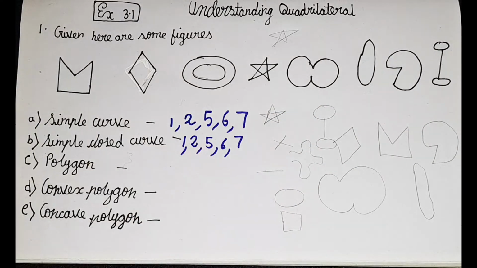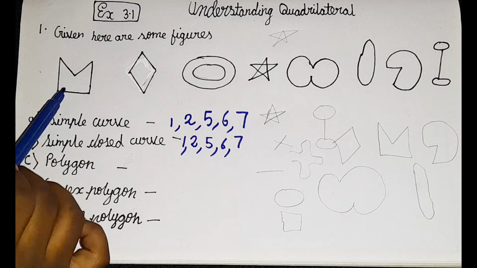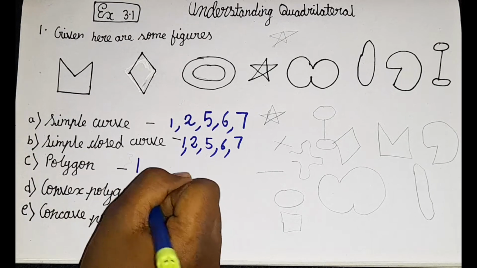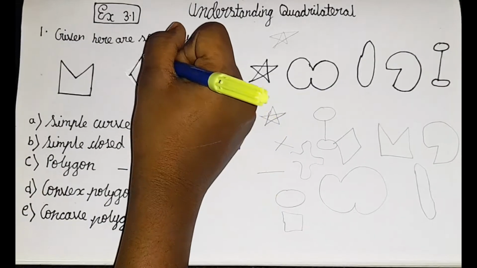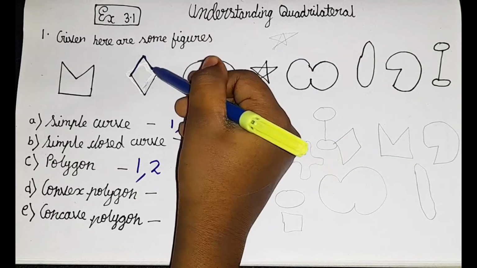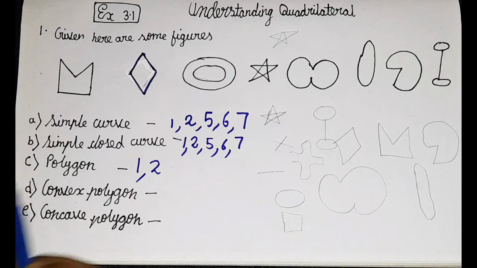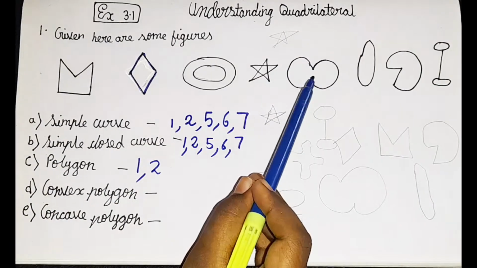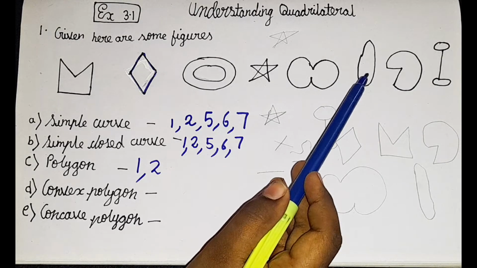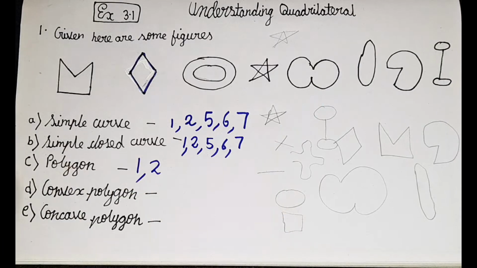So let's see what are the polygons here. The first one is a polygon because it's completely made up of line segments. And our second one is also a polygon because it's completely made up of line segments. Here you guys can see, am I right? Completely it's made up of line segments. The third one is not a polygon. Fourth is also not a polygon. Fifth is also not a polygon. Sixth is also not a polygon. Seventh is also not a polygon. Eighth is also not a polygon.